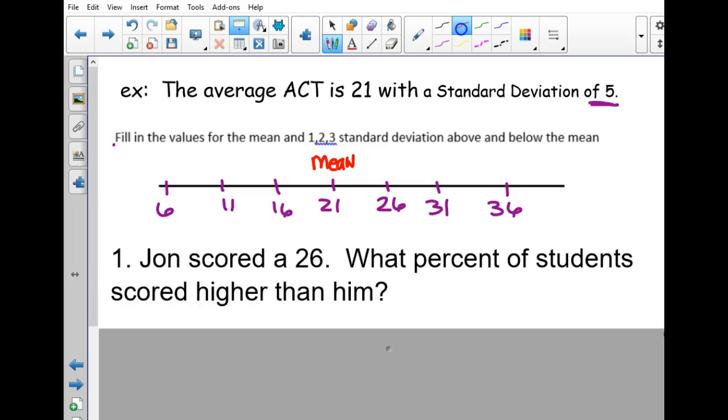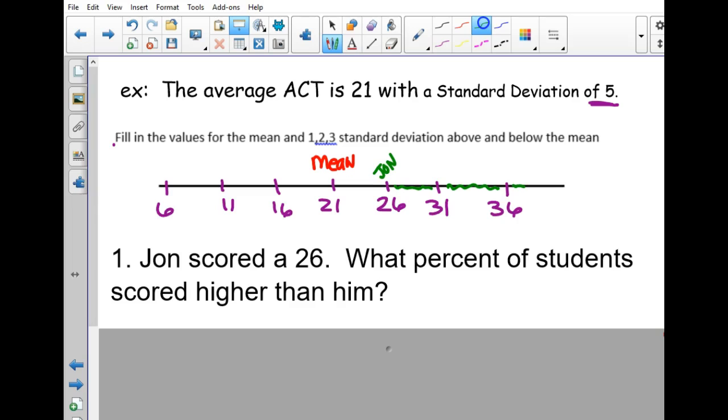The first question is, John, and you don't need to write down the problem, just do it with me right now. John scored a 26. What percent of students scored higher than him? So John scored a 26. John is right here, I'll put it in green. What percent of students scored higher than him? That means he's right here, and the little bit right there.